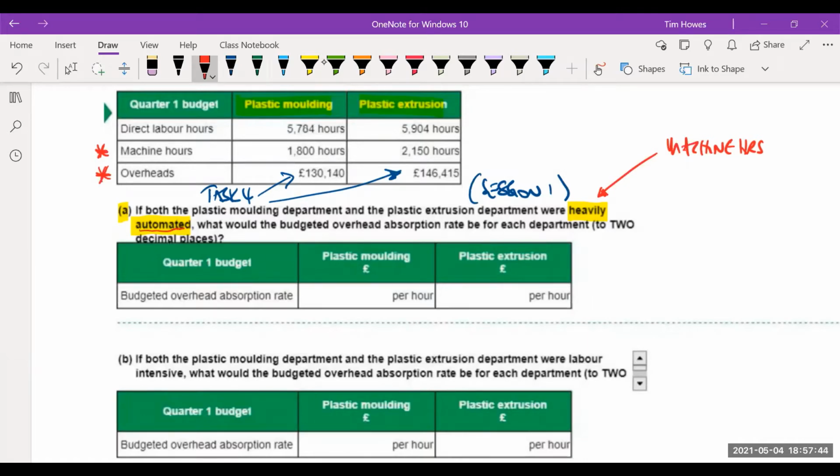So if they were heavily automated, then the main thing is the machines are whirring round most of the time. So it's probably the best way of absorbing the overheads is to look at how long things are on the machines for. Hopefully that makes sense. But as I said, when you look at the table, it doesn't look like machinery is the biggest thing there. But hey, we have to answer what they say. I see £72.30 going up the screen.